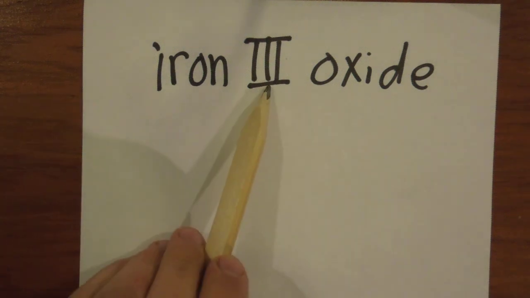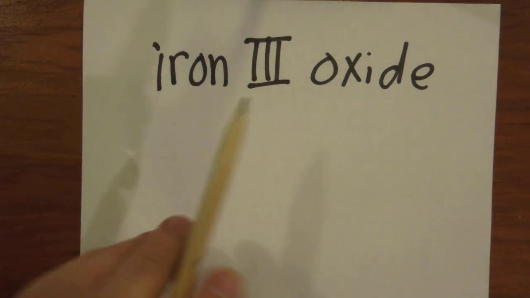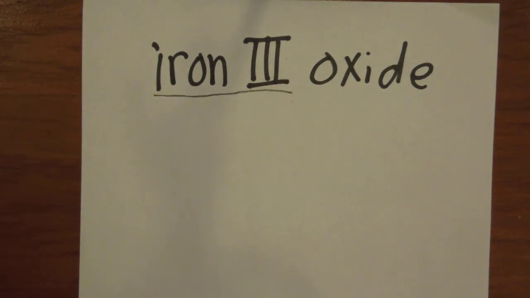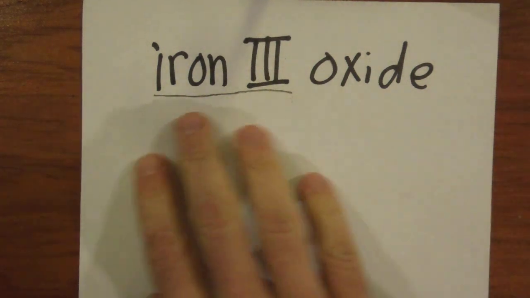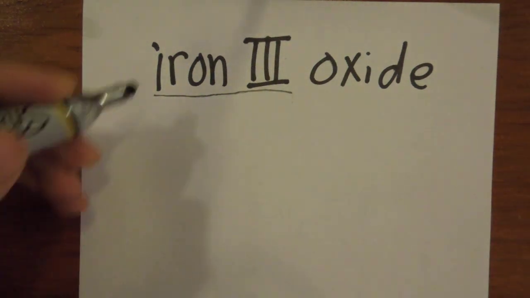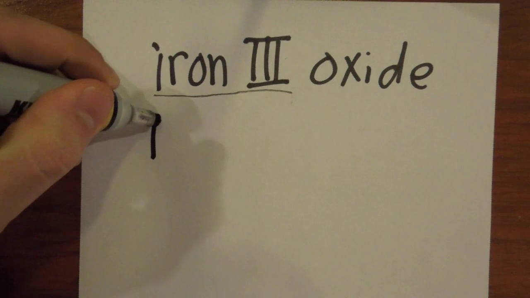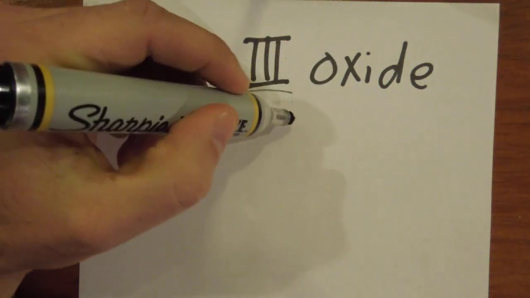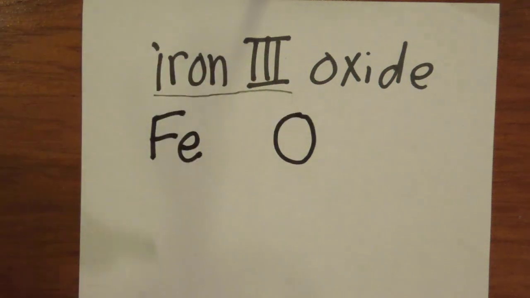That, my friends, is the job of the Roman numeral. The Roman numeral is tied to or associated with the name of the metal that it comes after. It tells you the charge on that ion. And so we can use that then to write a formula for iron 3 oxide. So what we'll do is we'll write the symbol for iron like we did in the previous examples, and then oxide is oxygen, so we'll write a symbol for oxygen.